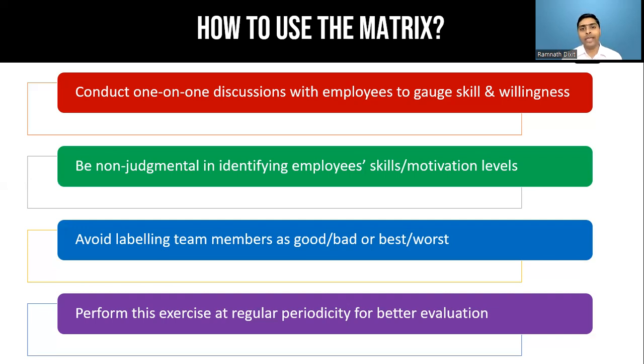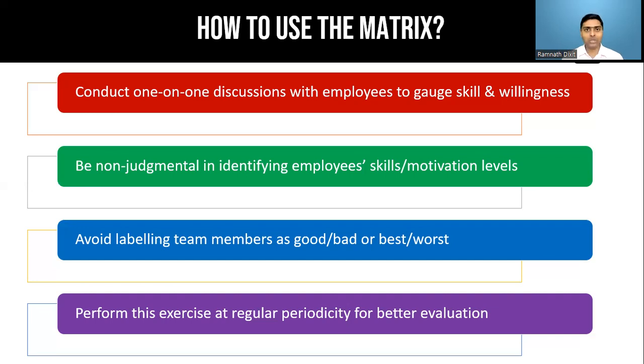The matrix is going to help you categorize and classify them, but it should never become even an unintentional discriminatory tool. That is not the objective. If it ends up becoming that, then perhaps it defeats the whole purpose of using the skill will matrix.